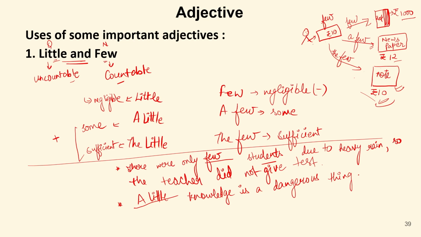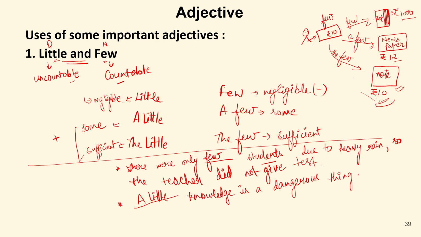The little money that he has helped him in his difficult time. So the little money means he has sufficient money for his difficult times. The little money that he had helped him a lot in the time of corona or in the time of pandemic. So that is the little. So there the little is suitable. So this is the difference between few and little, and the difference among few, a few and the few, and little, a little and the little.